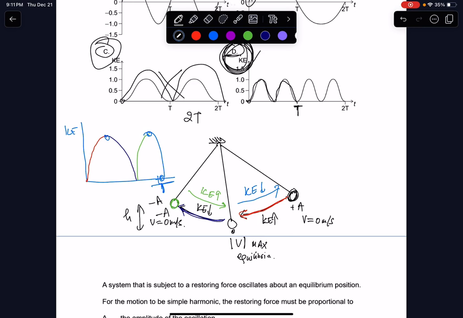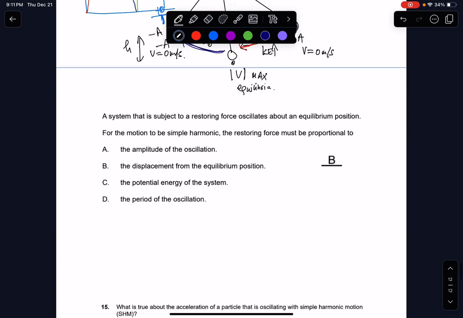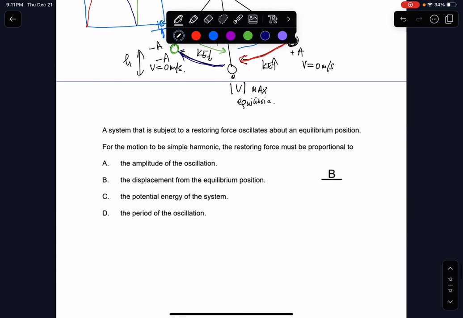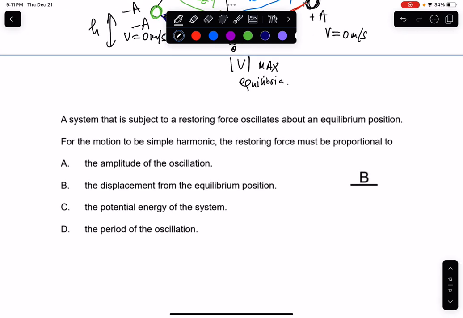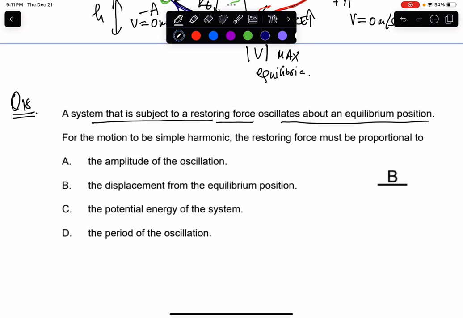So once again, you have to understand the simple pendulum, and you should be able to visualize the pendulum when you're doing these questions. Okay, now let's look at question 18. So you have a system that is subject to a restoring force, and it oscillates about an equilibrium position. So for the motion to be simple harmonic, what must the restoring force be proportional to?